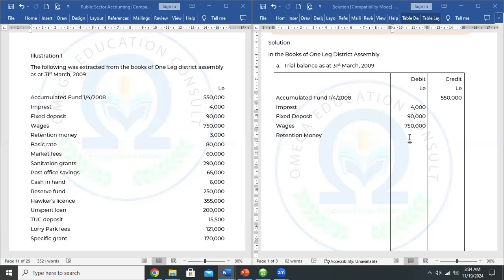So actually, we are supposed to pay the person. So if we withhold the money or retain the money, it means that we are owing that person that amount of money. So retention money is a liability to this district assembly because it is an obligation they have to settle in the near future when the conditions are met. So it's going to be at the credit side.